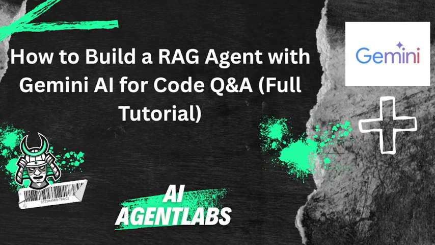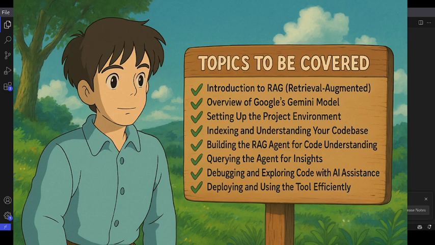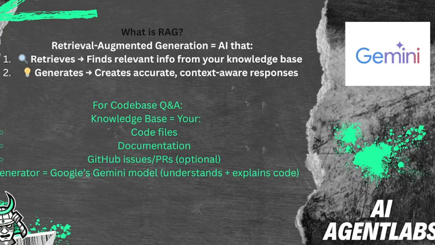So, for today's tutorial, what we are going to cover is the introduction to RAG. What is RAG? Retrieval augmented generation. The overview of the Google Gemini model, setting up your project environment, indexing and understanding your code base, building a RAG agent for code understanding, querying the agent for insights, debugging and exploring code with an AI assistant, and deploying and using the tool efficiently.